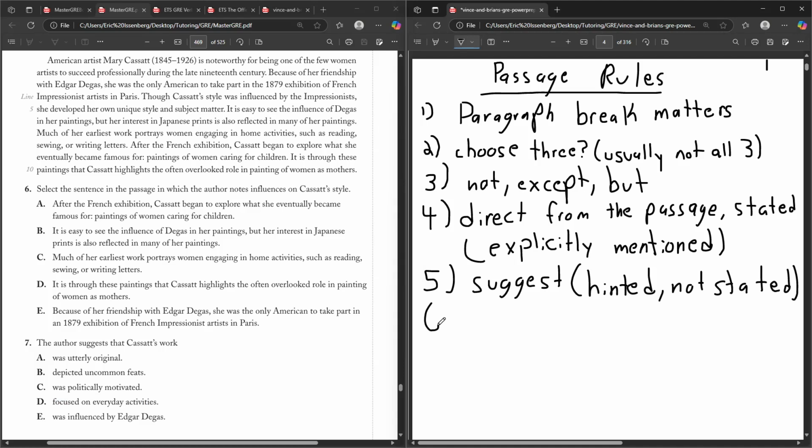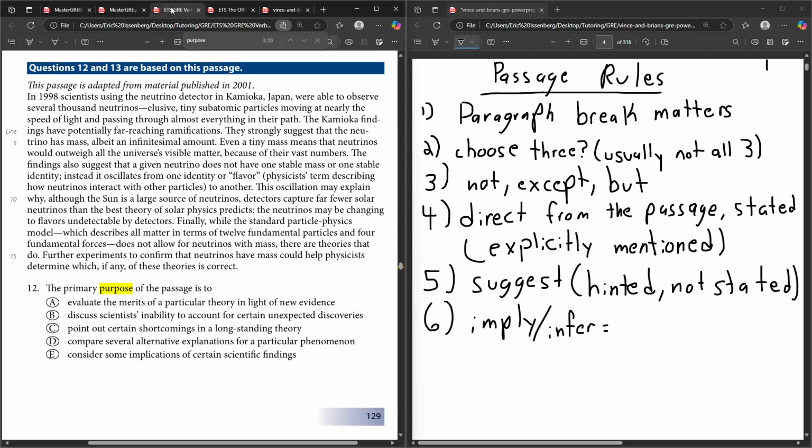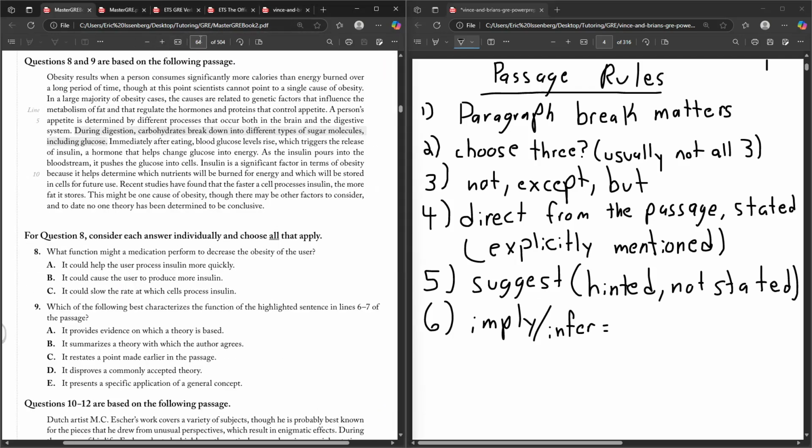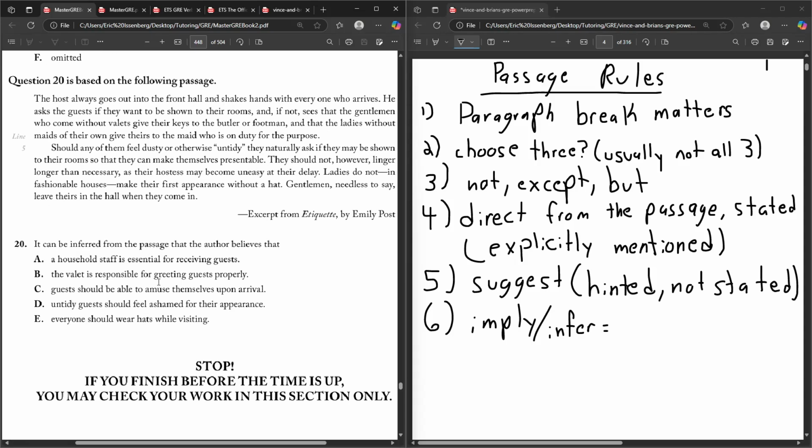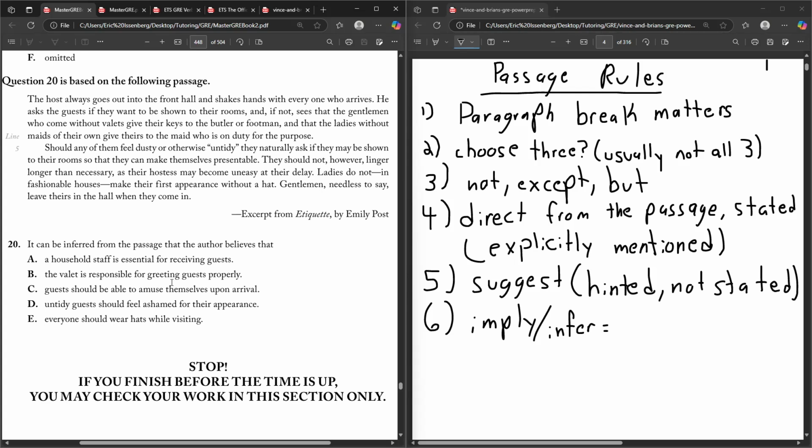Number 6 is what I think is like the weirdest question on the entire verbal section. It's an imply/infer question. So imply and infer is a very unique beast. Here's a great example. It's the type of question that, personally, I got wrong every single time until I did this question in particular, because it's asking for something very unique on this test.